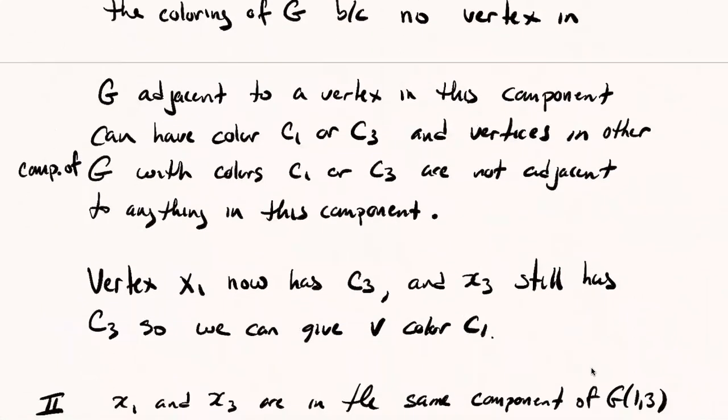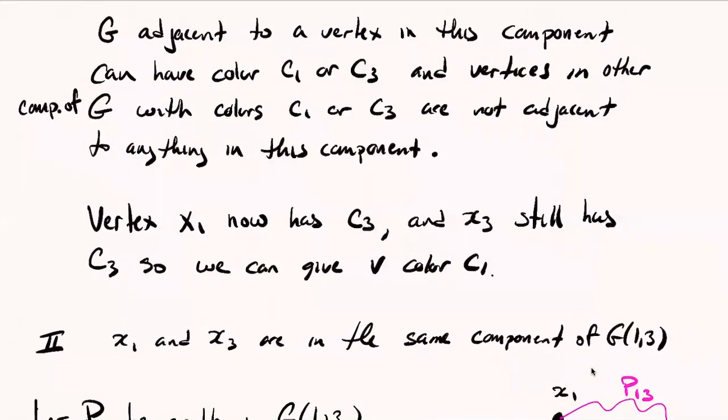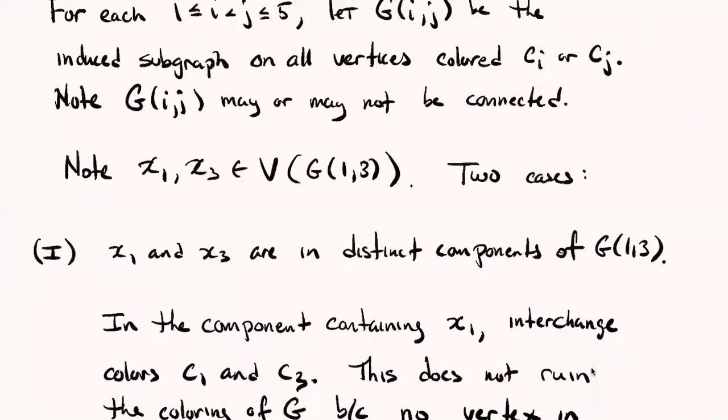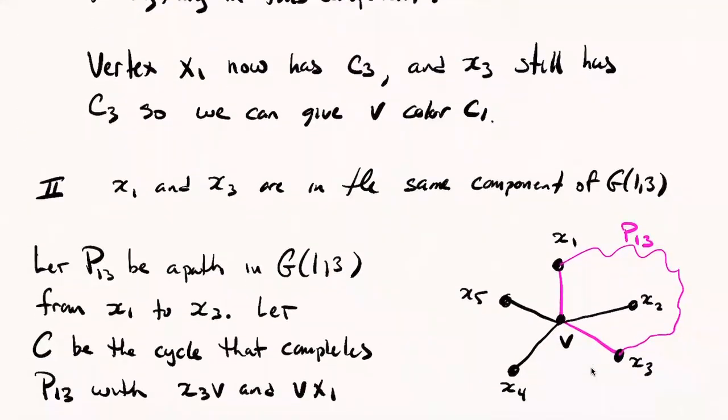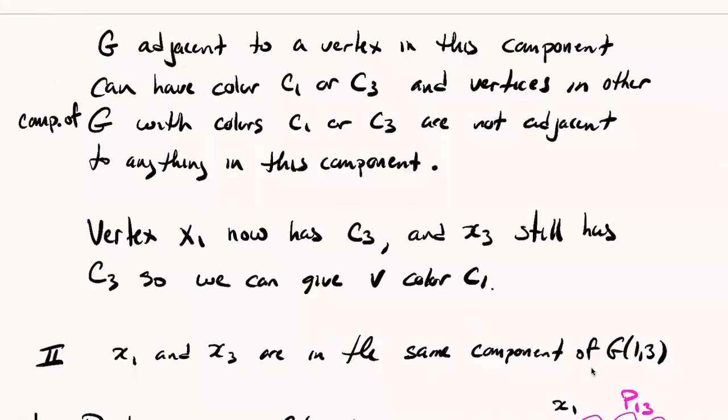Okay, well now up in our little picture, I've got another copy of it down here, but x1 now got color C3 and x3 still does. So what we've done is now these two things that originally had colors C1 and C3 now both have color C3. In the other vertices in the neighborhood, we've got 2, 4, and 5. So color 1 is available for V, and that's what we do. We give V color C1, and we have 5-colored our graph.